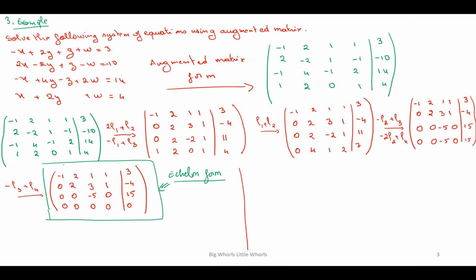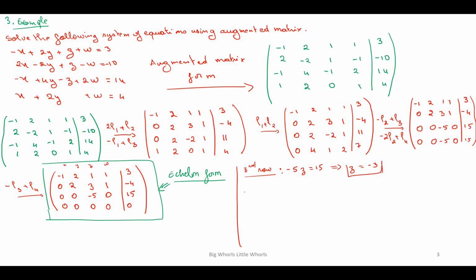So this is x, y, z, w. Here that means we pick the third row. So let me write it clearly. If you pick the third row, what we have is minus 5z equals 15. That means z equals minus 3, as we have previously seen.